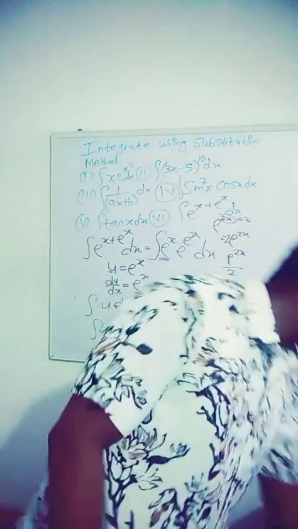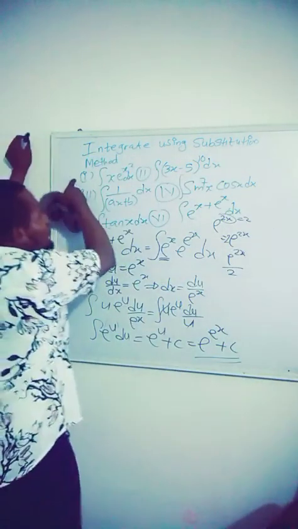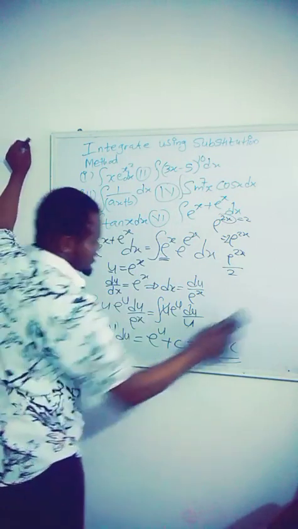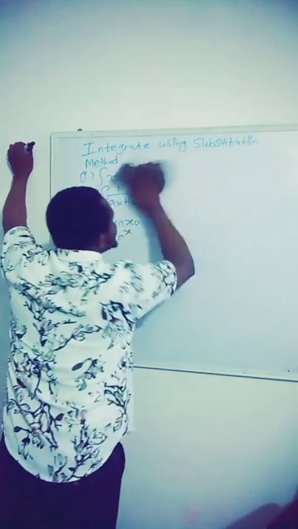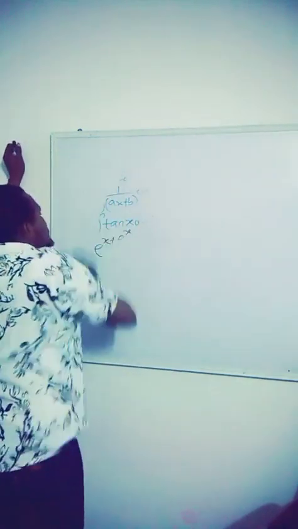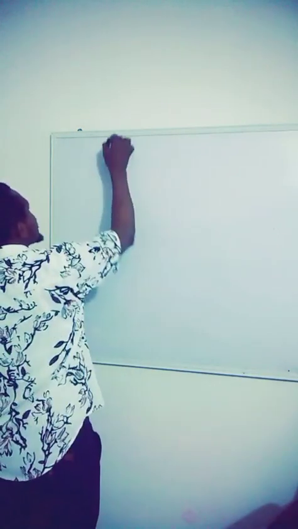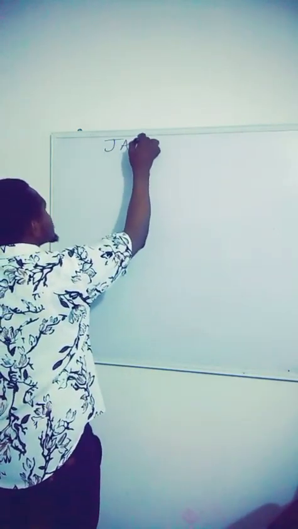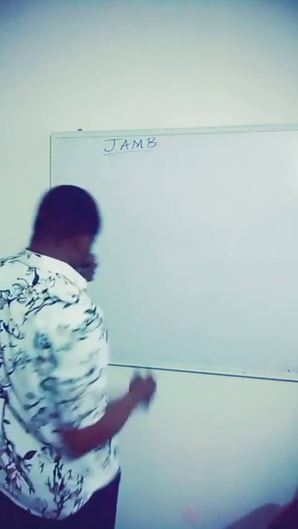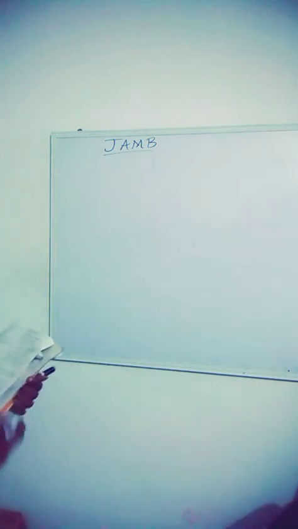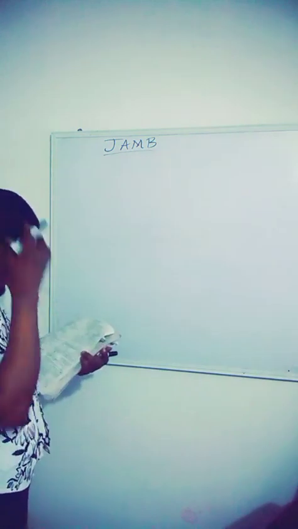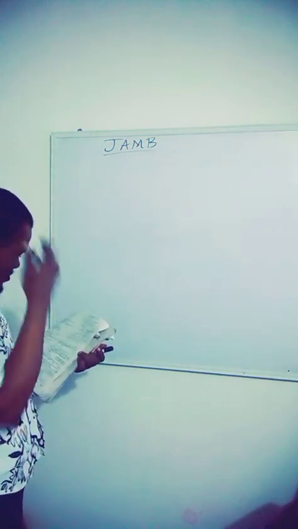So we have been able to solve from 1 to 4, 6. So let's continue with our JAMB questions. We stopped at a place yesterday. We continue from there, continue from D.